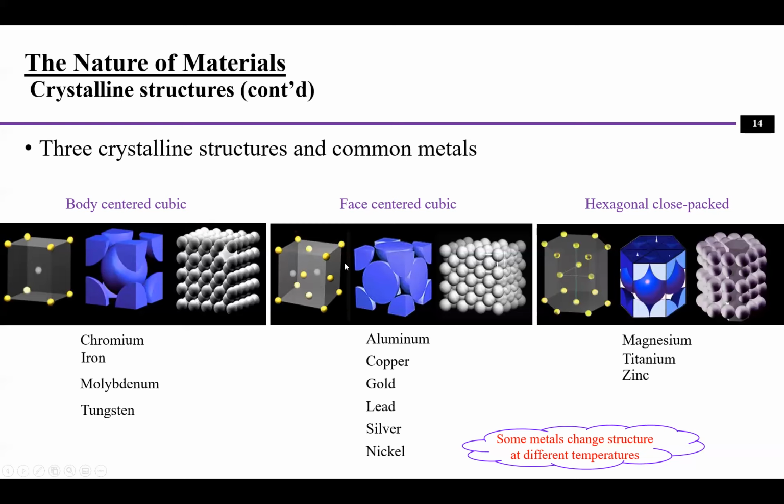And that is by manipulating its crystalline structures with different temperatures. Well, another type of the crystalline structure is hexagonal close-packed. So this is the shape of hexagonal close-packed, and typical materials are magnesium, titanium, and also zinc.